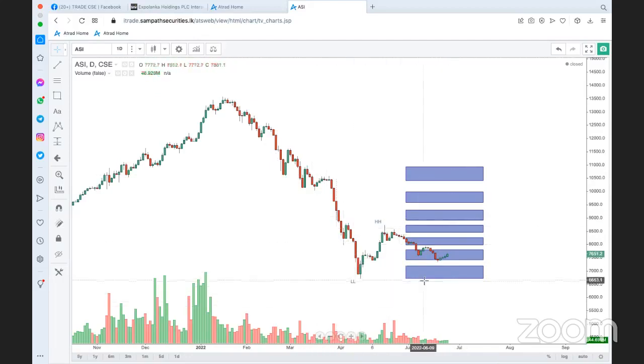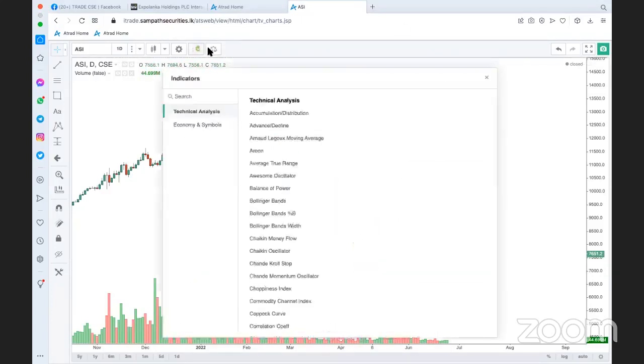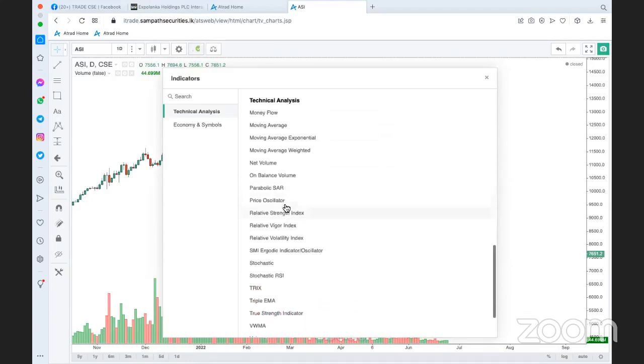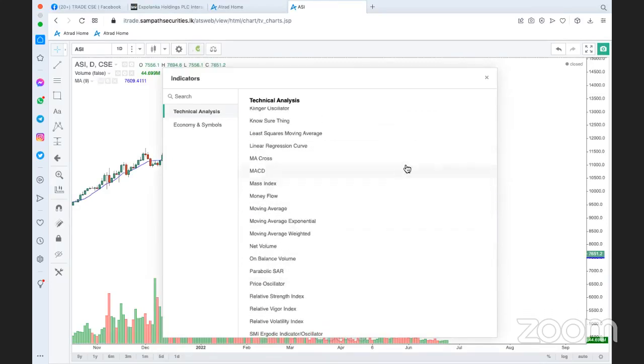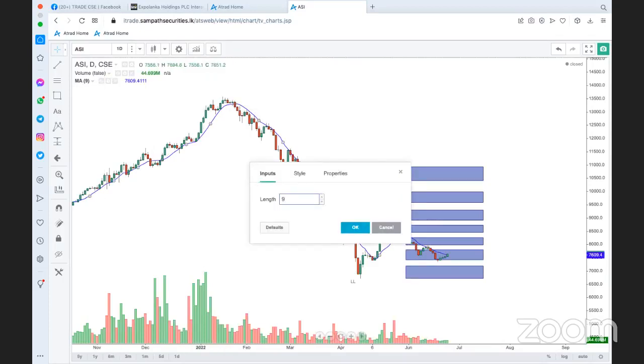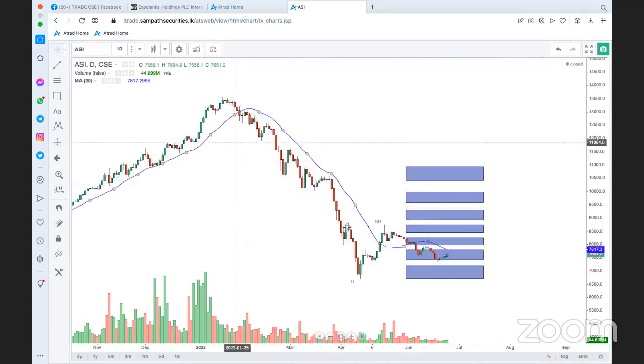Even here, you all can remember, I started talking about this on the 27th of May. On the 27th of April, we see this lower low, right? So to sum it up, in the case of the ASI, let's look at the 20-day moving average. That 20-day moving average is also another resistance right now.